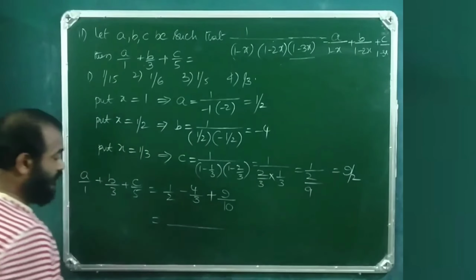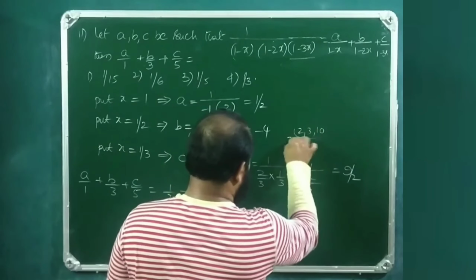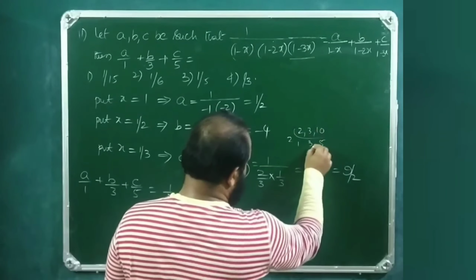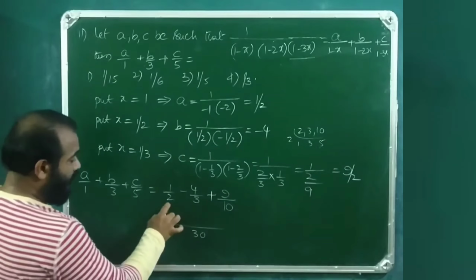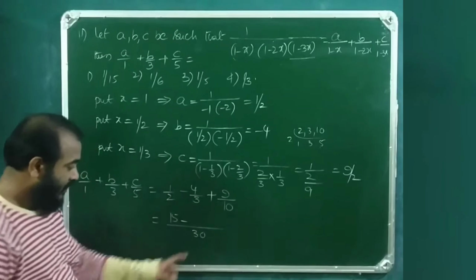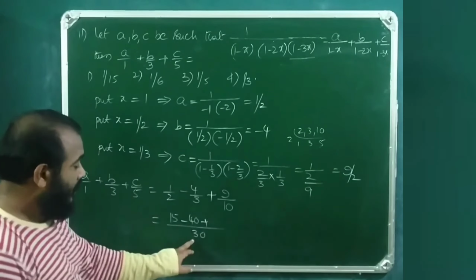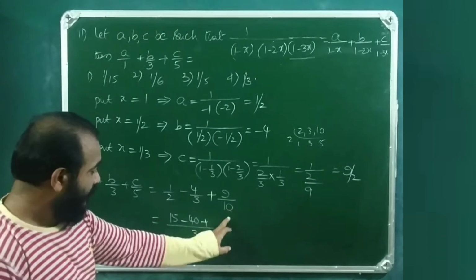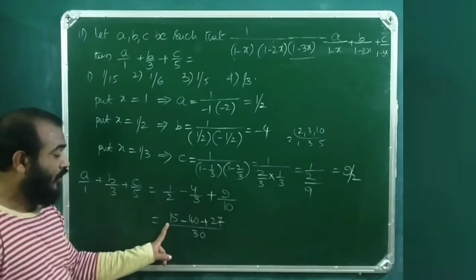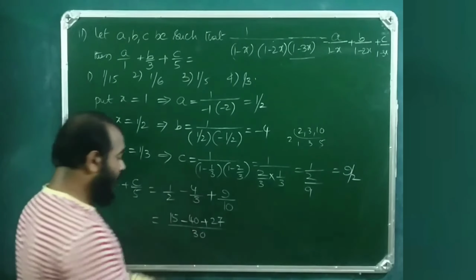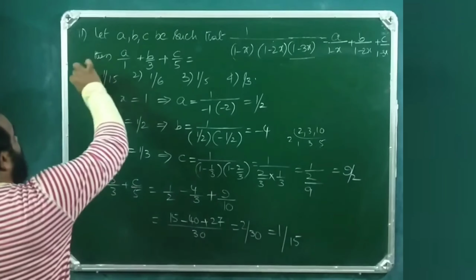So the LCM is 2, 3, 10: 2 1s, 2 5s, 2 3s. 30 is the LCM. 30 by 2 is 15, into 1 is 15, minus 30 by 3 is 10, 10 4s are 40, plus 30 by 10 is 3, 3 9s are 27. So 27 plus 15 is 42, 42 minus 40 is 2. 2 by 30 is equal to 1 by 15. So the option number 1.